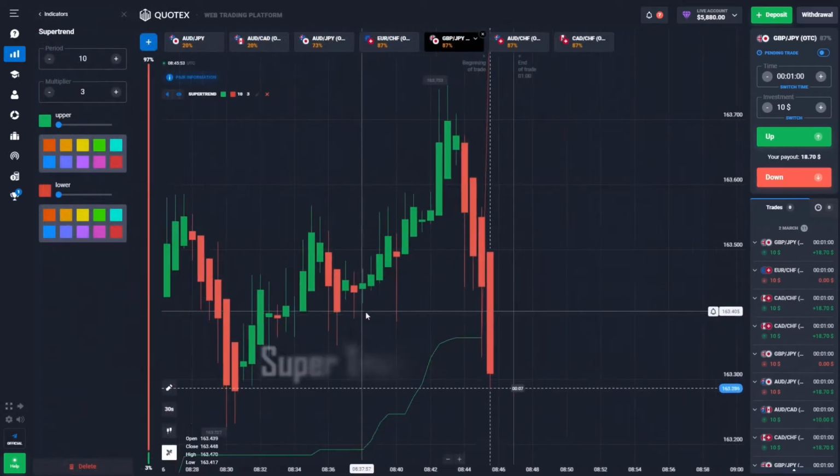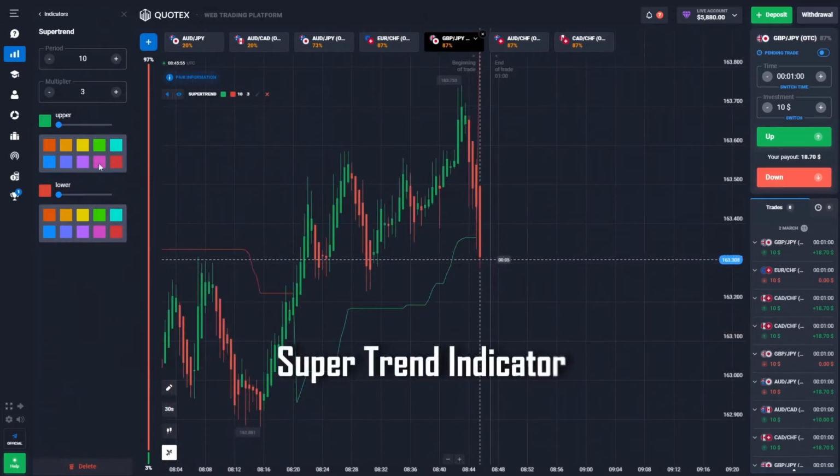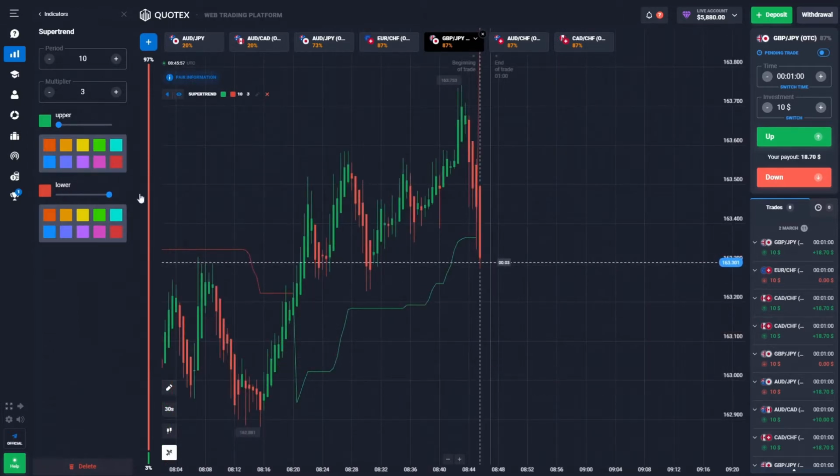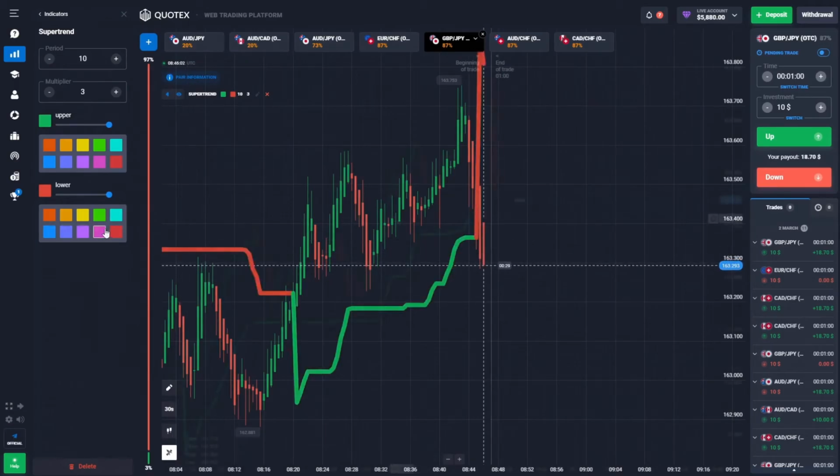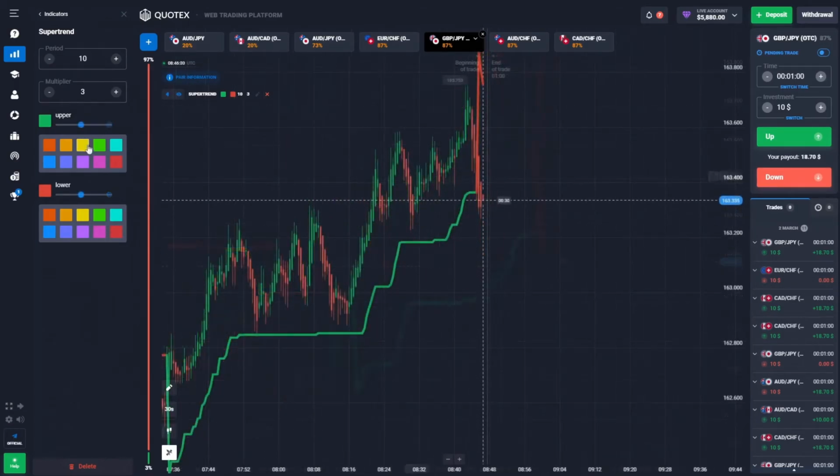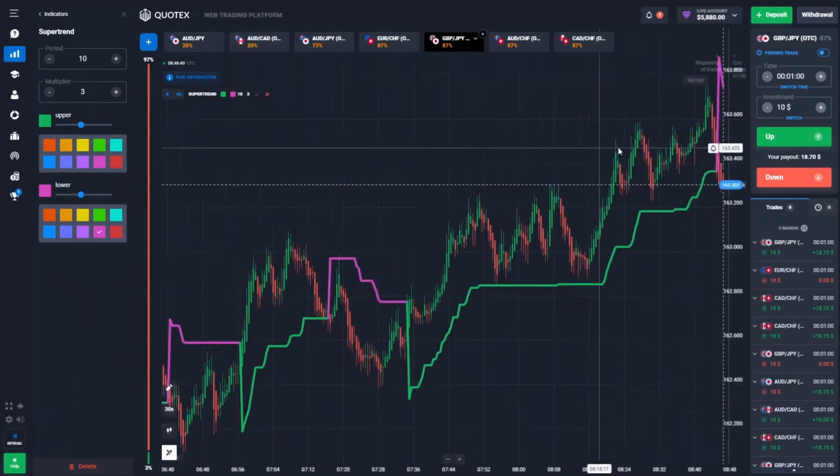We will add first our Super Trend indicator. You can choose your own width on each line, and let's make it thicker for more visibility. You can also choose your own color, but I will change our line color to purple. It will be more visible since our downtrend candle is color red.